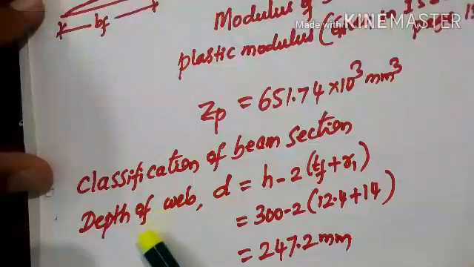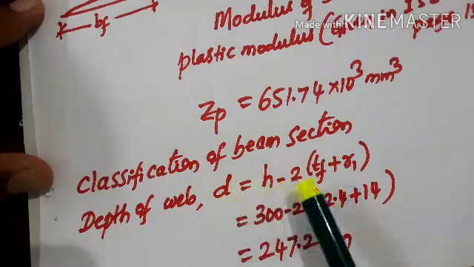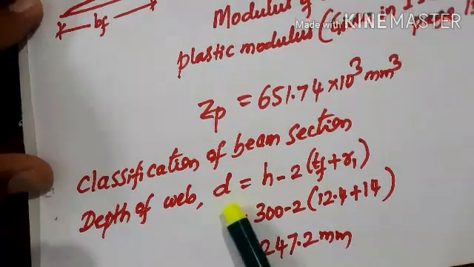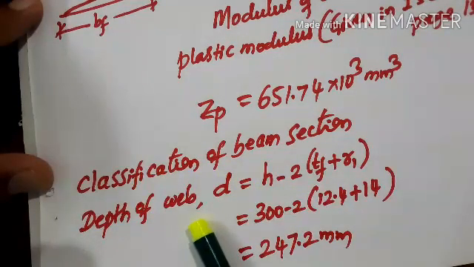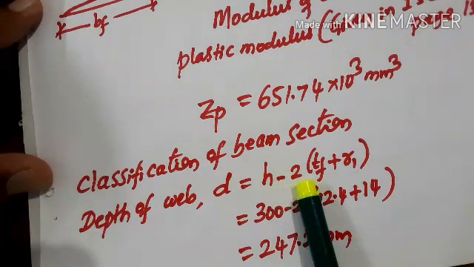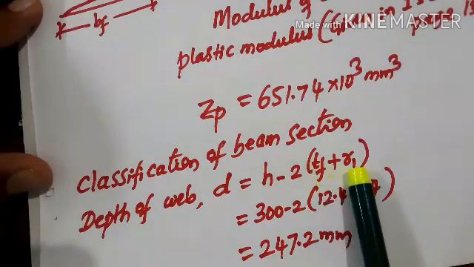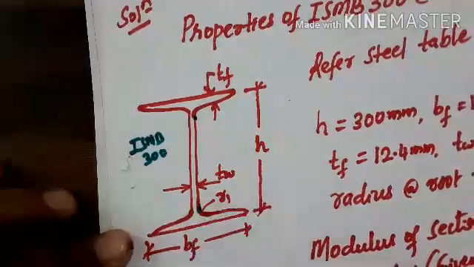So we have to take the depth of web. How to take the depth of web as per the code we know, because we have solved some numericals on classification of section. Please refer to that lecture and you will come to know how to take D, that is the depth: h minus 2 times (thickness of flange plus R1). So we have to take D from this point to this point.